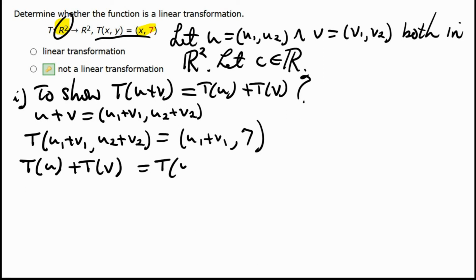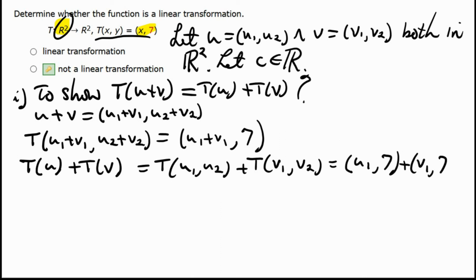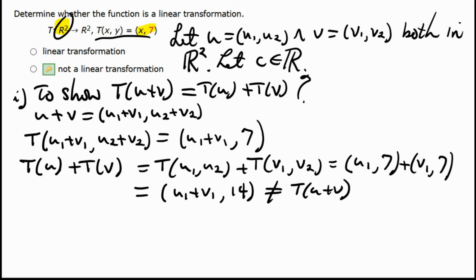So this is T of u sub 1 comma u sub 2 plus T of v sub 1 comma v sub 2, and that's equal to u sub 1 comma 7 plus v sub 1 comma 7. Now when we add that together, we get u sub 1 plus v sub 1 comma 14. So this is not equal to T of u plus v. That one fails. If one of them fails, then you know automatically that it's not a transformation, and you can just stop and keep moving. But let's just look at the next one.